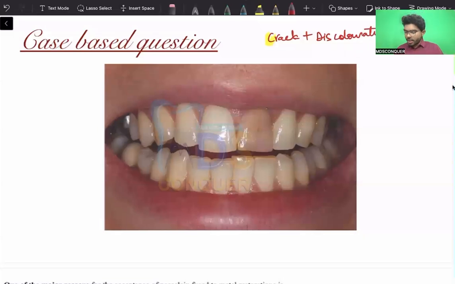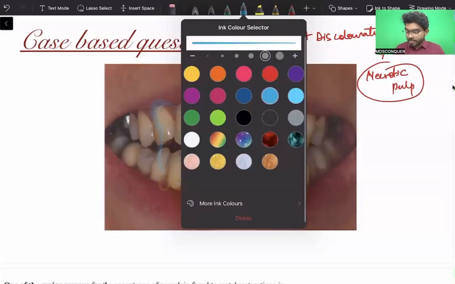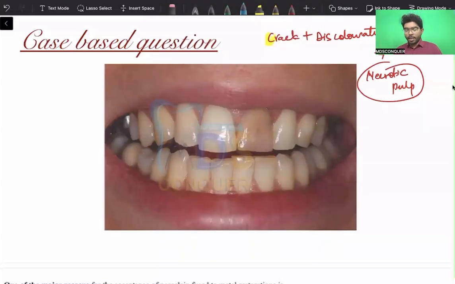So discoloration is going to give me a hint that the etiology can be a necrotic pulp. Whenever you have an Ellis classification leading to a necrotic pulp, non-vital teeth, the answer is Ellis class 4, right? So tell me, what is the treatment plan for this?